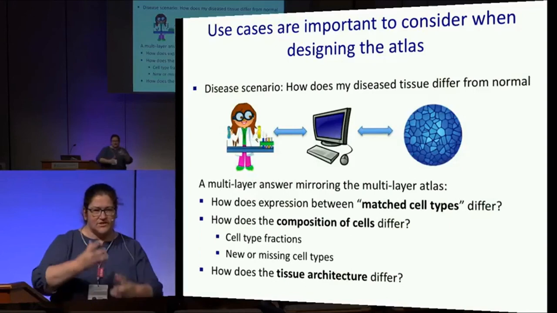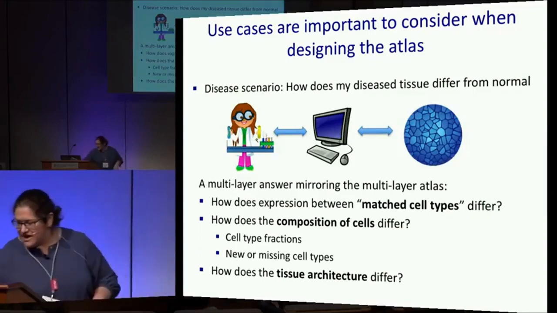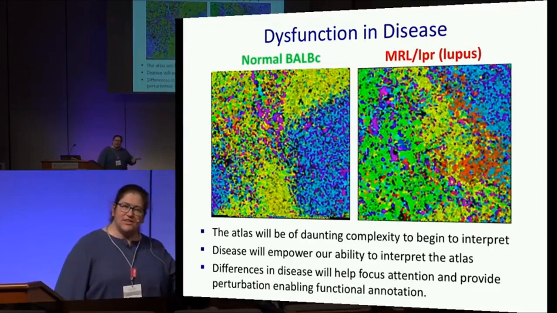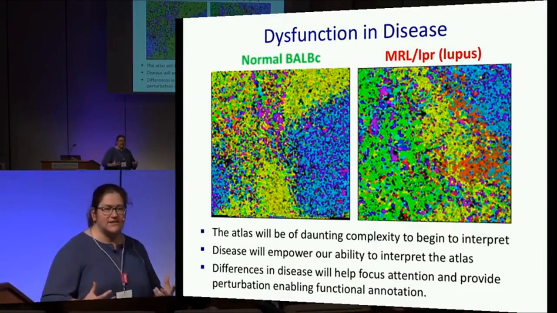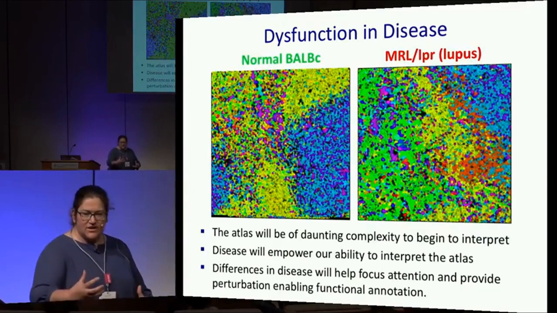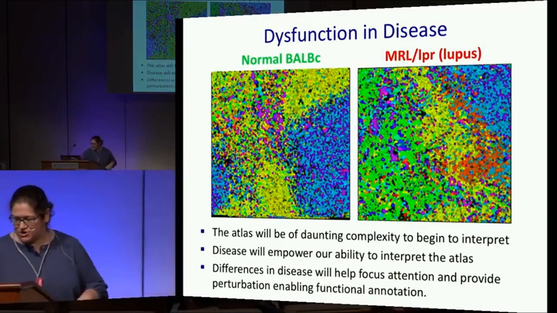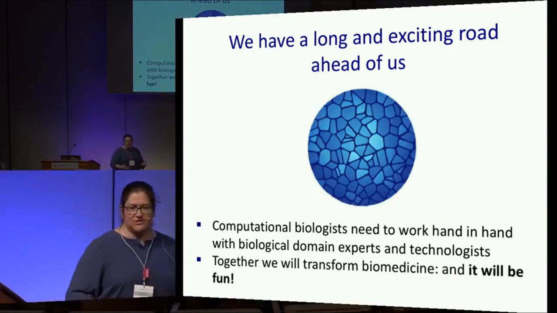Both new cell types, as Pam so beautifully showed in the context of immunotherapy, as well as differences in their proportions. And how does the tissue architecture change, as Gerry so beautifully showed right here? The disease, even though it's not part of the atlas, actually gives us an input into understanding our atlas. Because when we see things that are perturbed in disease, we can go back and understand the functional implication. So we have a long and exciting road ahead of us, and we're going to have to do this together.